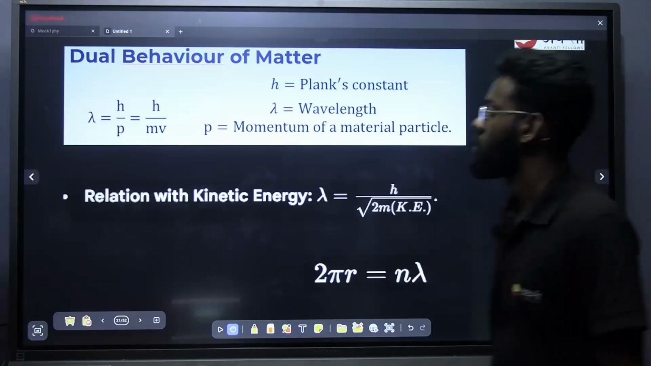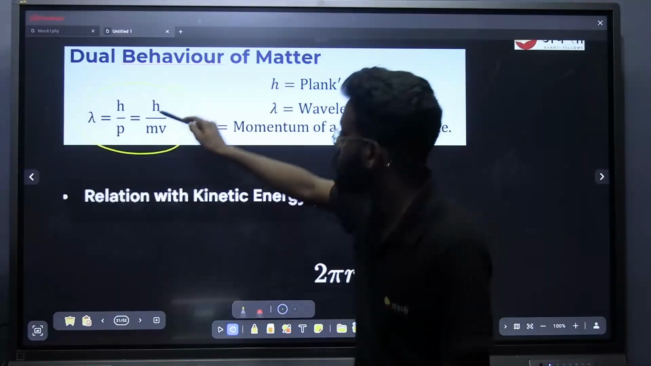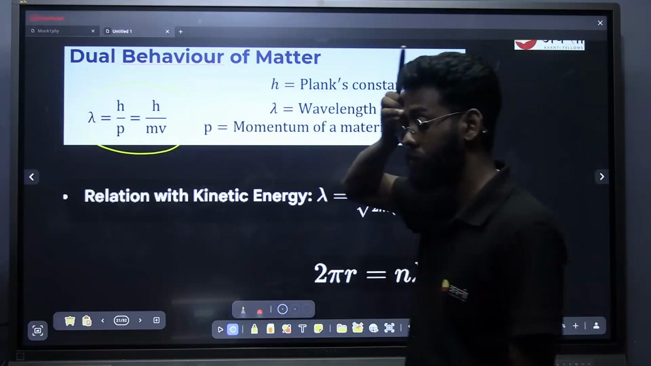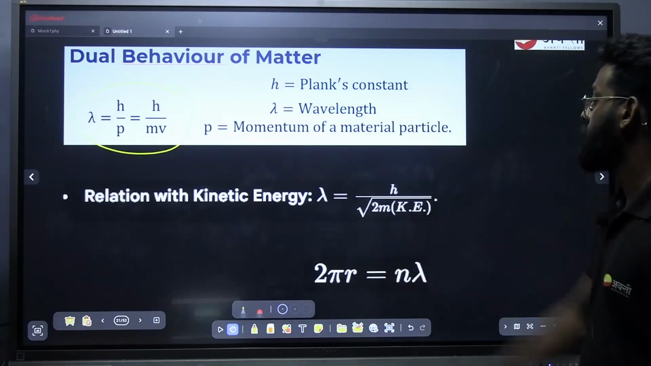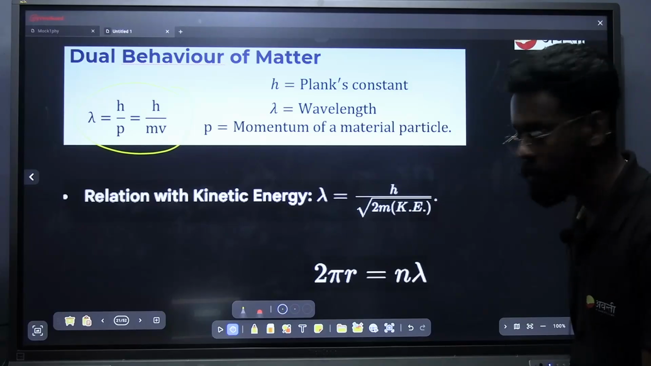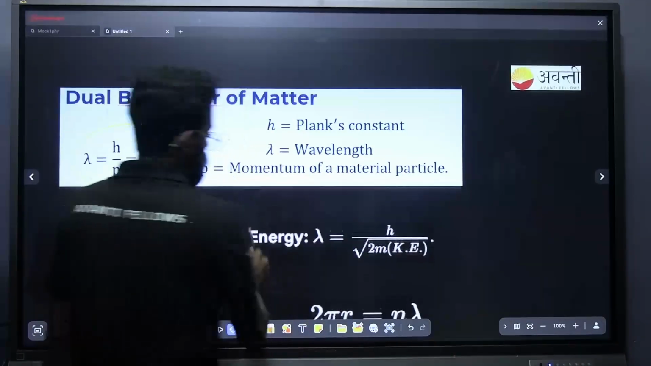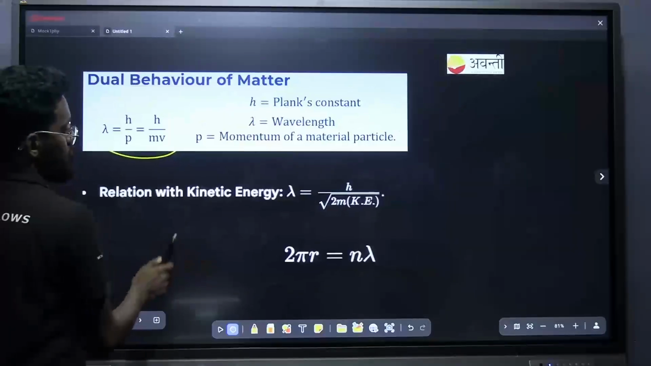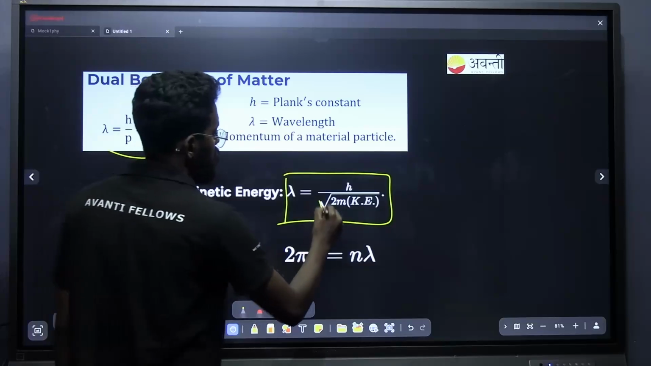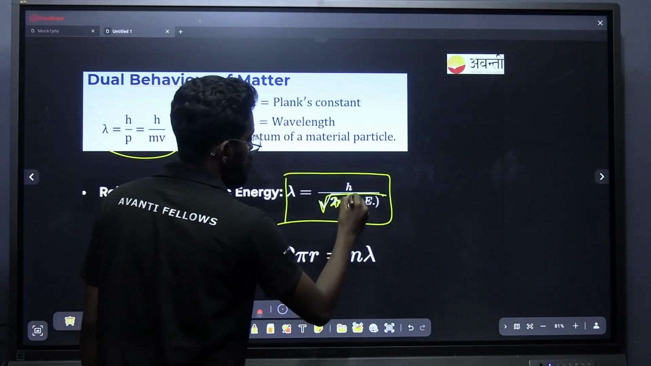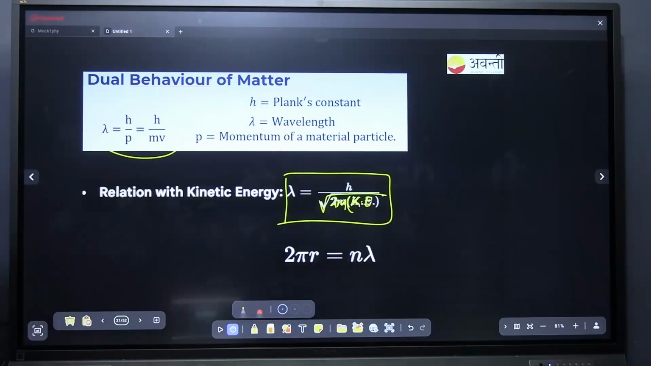The important equation. First one is lambda is equal to h by p. That is, wavelength is inversely proportional to mass and velocity. And next is the relation with the kinetic energy. Is the board clear? Is the kinetic energy part clear? Okay. For kinetic energy, lambda is equal to h by root 2 m kinetic energy.